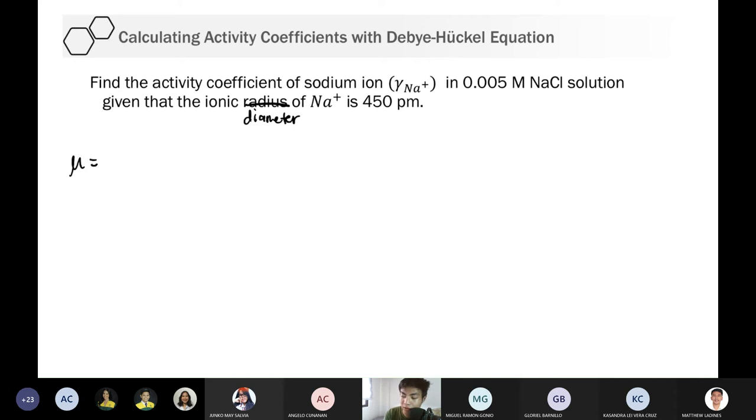Alam niyo kung ano yung technique ko dyan. Share ko na lang. Kapag NaCl yung species mo, kunwari NaCl, KBr, KCl, etc. Basta positive 1, negative 1 yung charge ng cation pati anion, kung ano yung molarity ng iyong salt, yun na yung mu. Okay? So, yun yung shortcut ko. Kapag positive 1, negative 1 yung charge ng iyong ions, kung ano yung concentration niya, yun na rin yung mu.